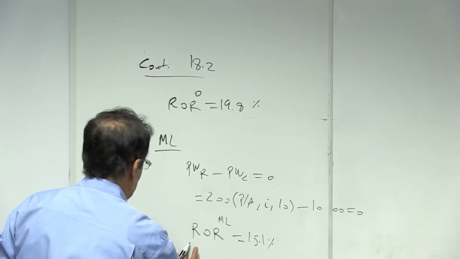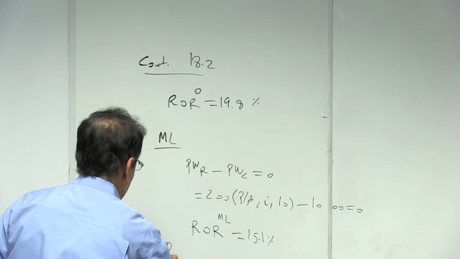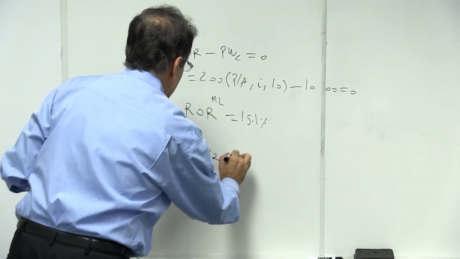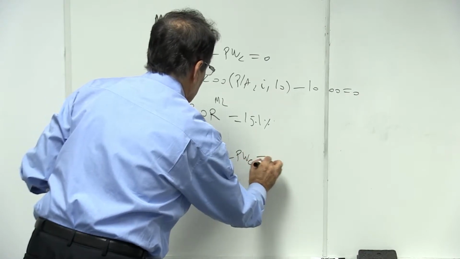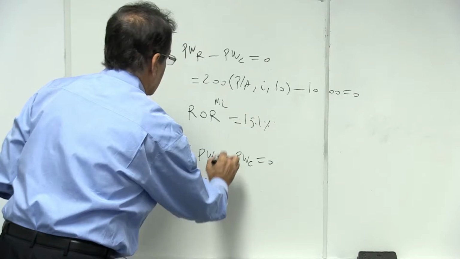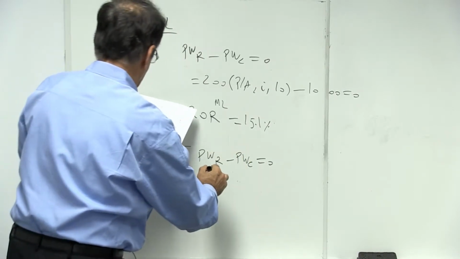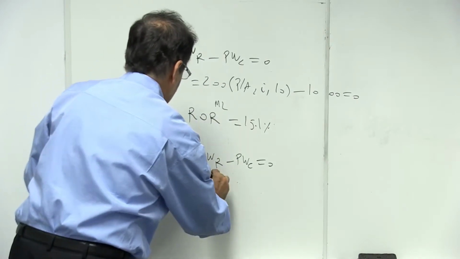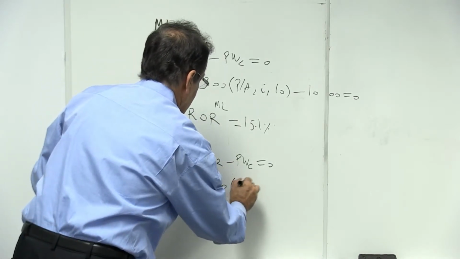Now I'm going to do this for the pessimistic value. The same equation: present worth of revenue minus present worth of cost equals 0. My revenue is going to be less this time. It's going to be 170 (P/A, i, 8).